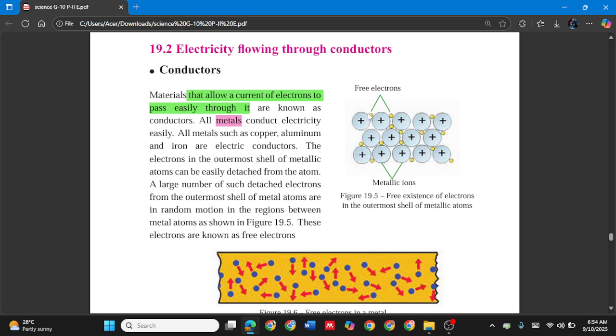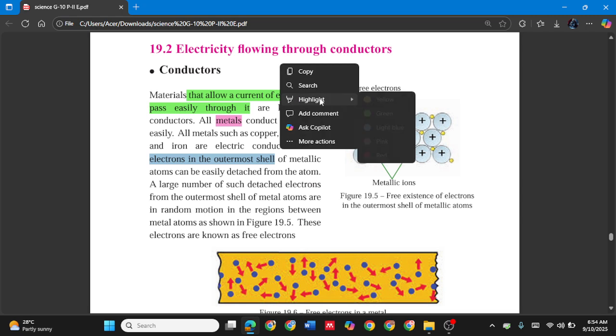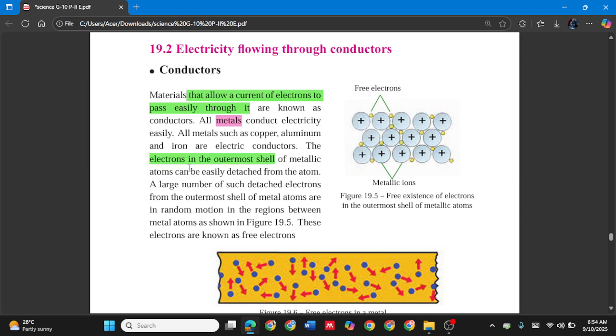That's why metals become conductors. All metals conduct electricity easily. All metals such as copper, aluminium and iron are electric conductors. The electrons in the outermost shell of the metallic atoms, the electrons in the outermost shell, the last electron, always try to detach. They can be easily detached from the atom.